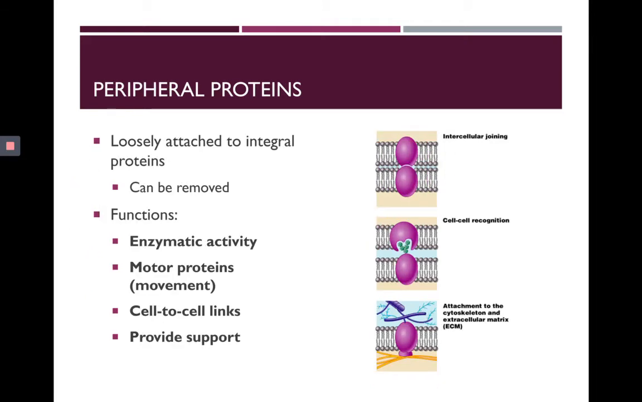Then there's peripheral proteins, which are generally attached to an integral protein, but are on the periphery, so they're either outside or inside the cell. Sometimes these peripheral proteins will have glycolipids on them, and they'll act as cell-to-cell recognition molecules. They also have enzymatic activity and some motor protein activity, but cell-to-cell links, support, that's going to be what we look at mostly for our peripheral proteins.